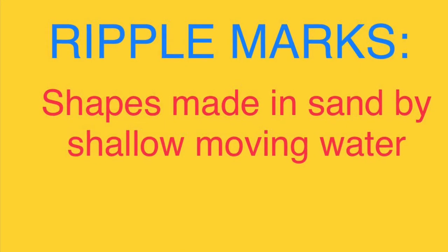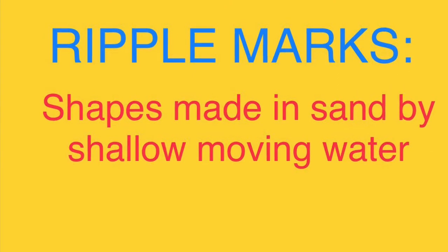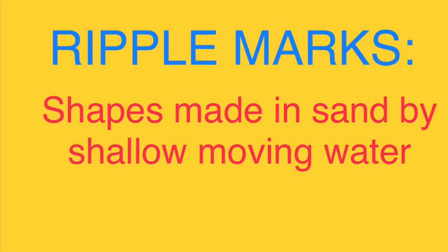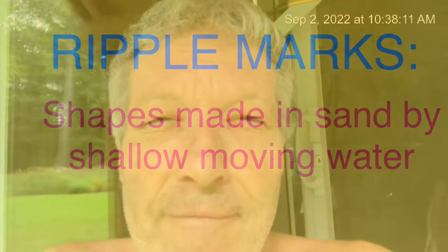Let's start with ripple marks. Ripple marks are shapes made in sand by shallow moving water. So Rock Buddies, why did I say shapes made in sand and not silt and clay? Well, there may be a little bit of silt, but it's mostly sand.